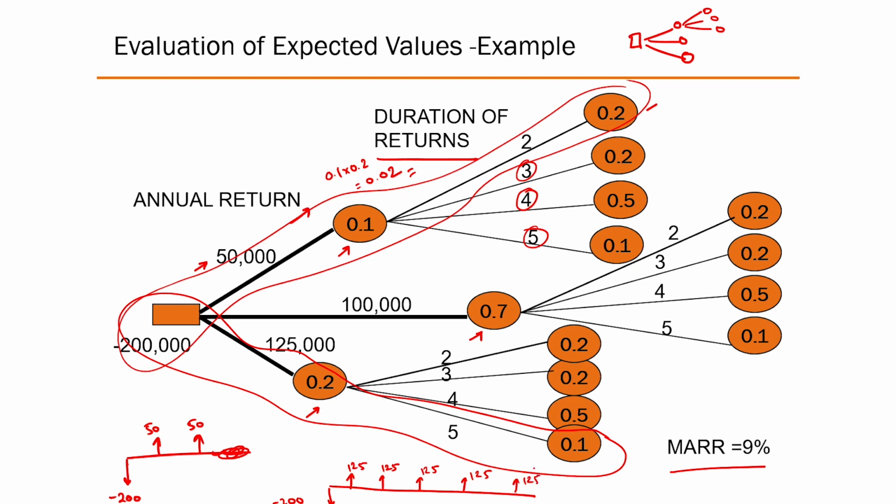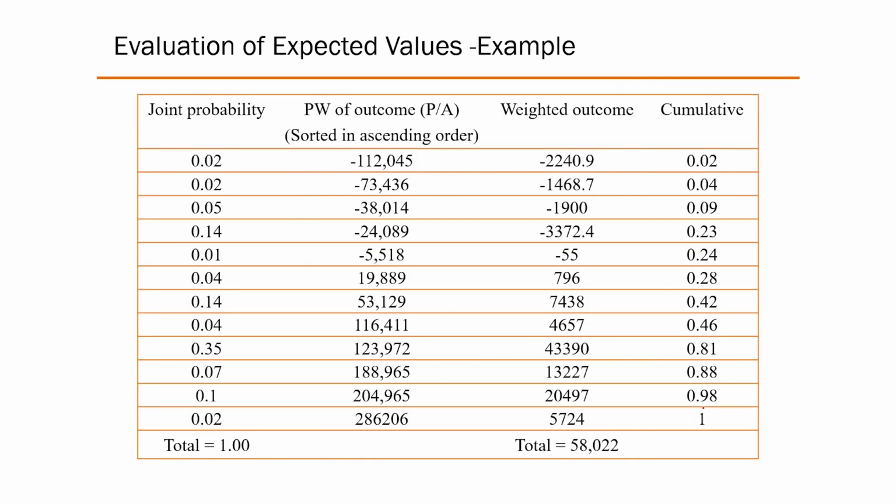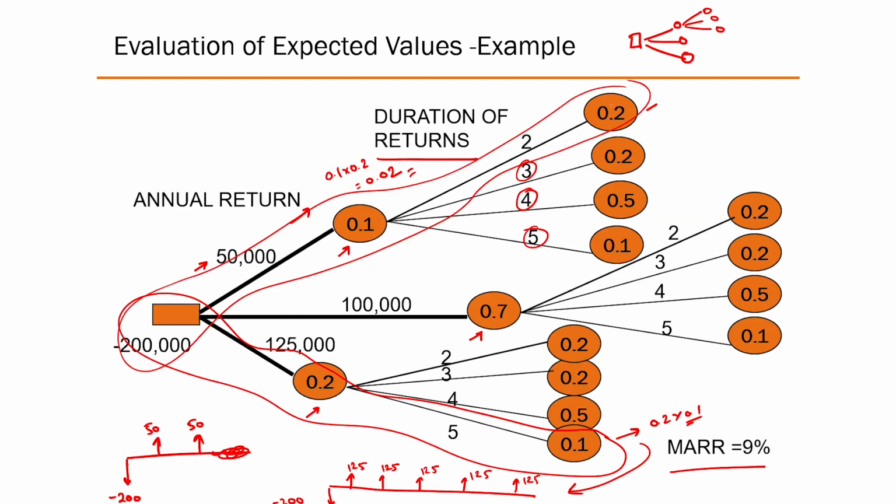Right? And then this particular tree or the branch gets this value, whatever the present worth of this particular cash flow, and you multiply it by probability of again 0.2 into 0.1. Got an idea how to solve this tree? Now what I've done here in the table is I have written these 4 columns. This individual probability is the probability of each of these branches. So 0.2 into 0.1, 0.2 into 0.1, 0.5 into 0.1, and so on and so forth.